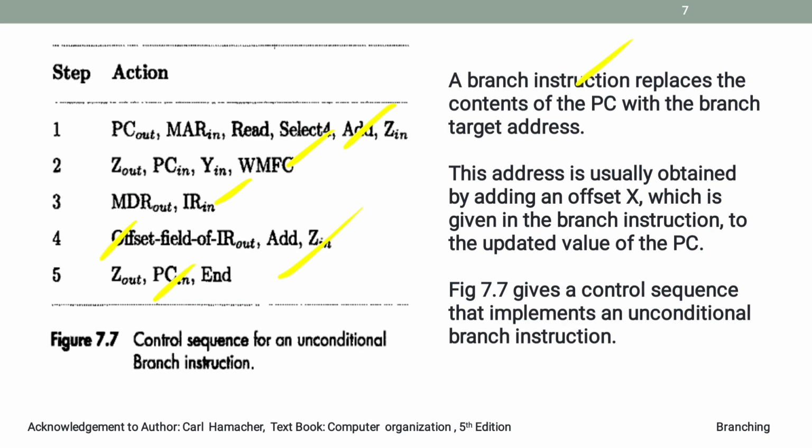A branch instruction replaces the contents of PC with the branch target address. This address is usually obtained by adding the offset X, which is given in the branch instruction only, to the updated value of PC. Means 46 will be given in the branch instruction only. It is added to the updated value of PC, means 2004. This is from the previous example we discussed. Figure 7.7 gives a control sequence that implements an unconditional branch instruction.